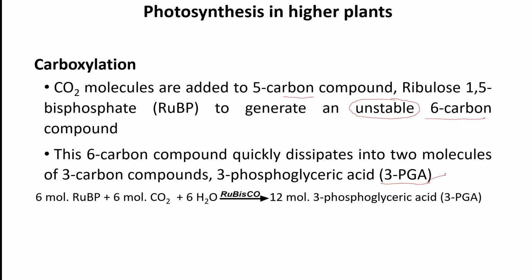3-phosphoglyceric acid. Here you can see in this biochemical reaction, a carbon dioxide molecule combines with RuBP in the presence of the enzyme Rubisco. Okay, it forms 3-phosphoglyceric acid. Okay, so now why have I written here 6 molecules of carbon dioxide and 6 molecules of RuBP?